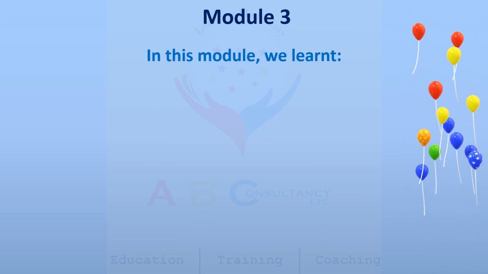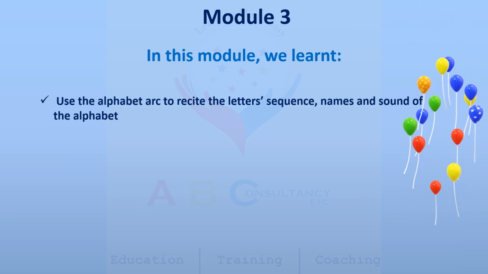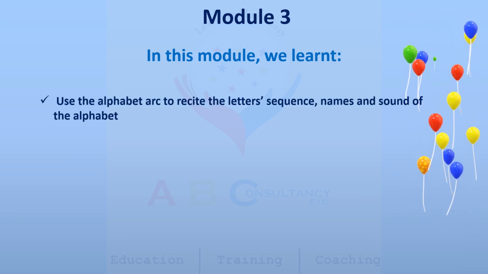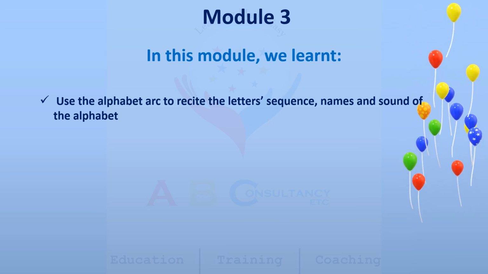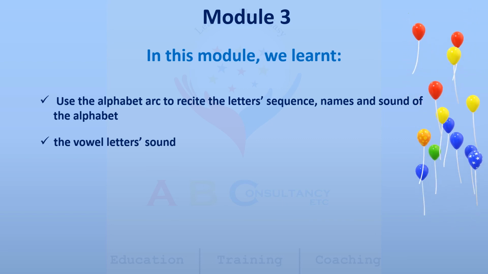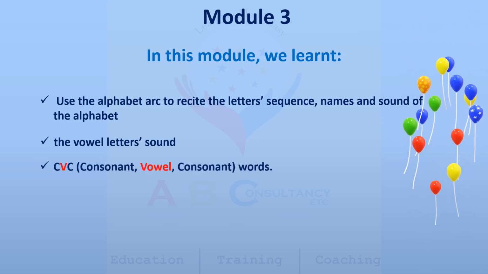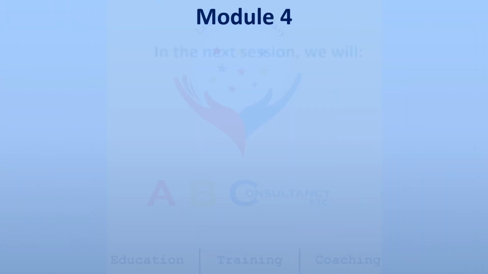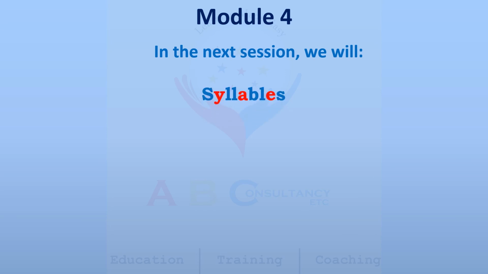In Module 3, we learned to use the alphabet arc to recite the letters sequence, names, and the sound of the alphabet, the vowel letters sound, and to blend sounds to make CVC words. In the next session, we will learn syllables. A syllable is a single unbroken sound of a spoken word. Every word is made up of letters. Each letter has its own sound. When you add all these sounds together, you get a word that you can read.